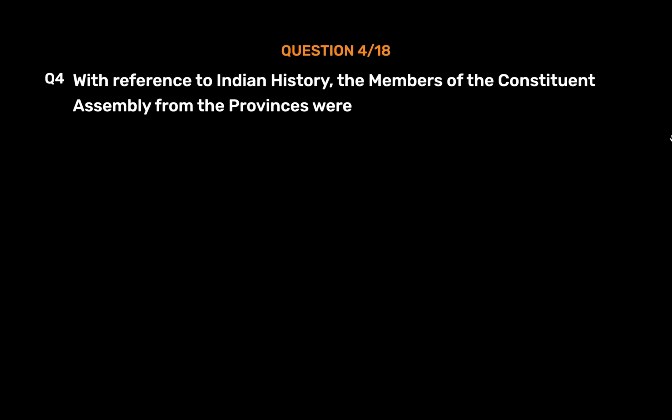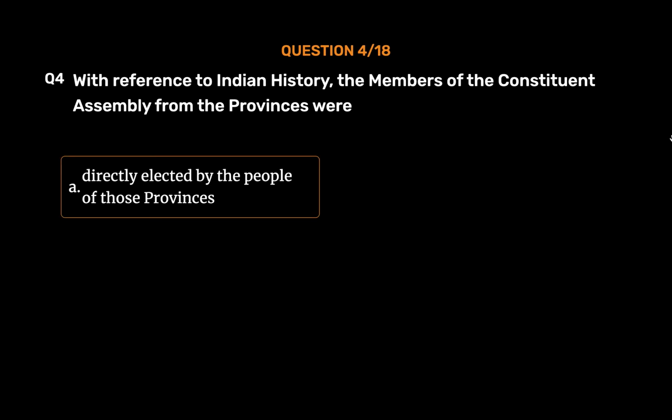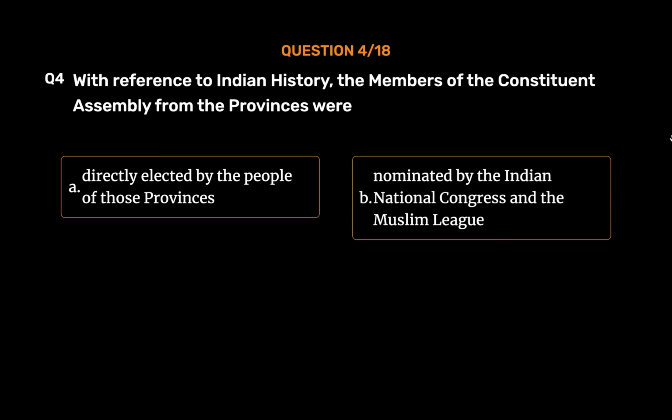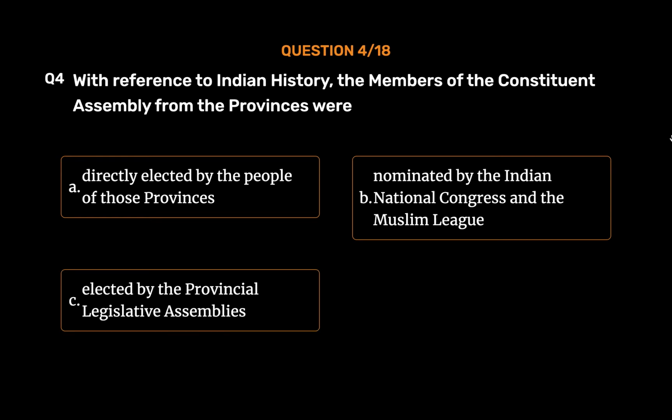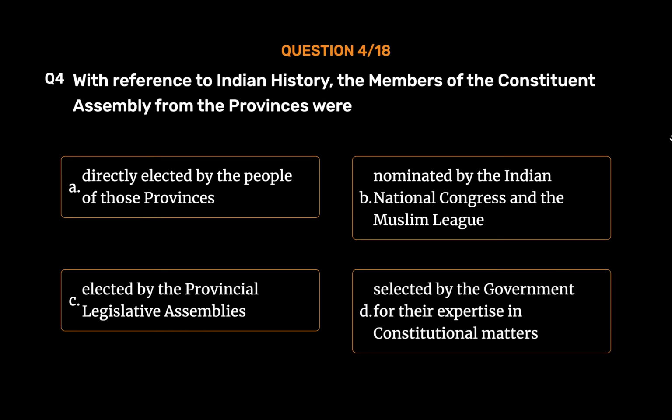Question number 4. With reference to Indian history, the members of the Constituent Assembly from the provinces were Option A. Directly elected by the people of those provinces. Option B. Nominated by the Indian National Congress and the Muslim League. Option C. Elected by the provincial legislative assemblies. Option D. Selected by the government for their expertise in constitutional matters.